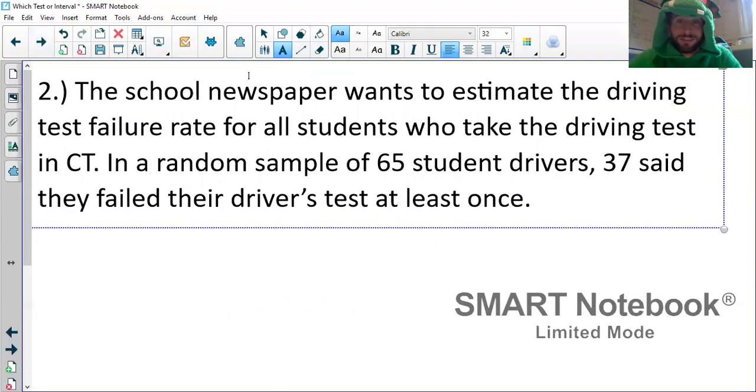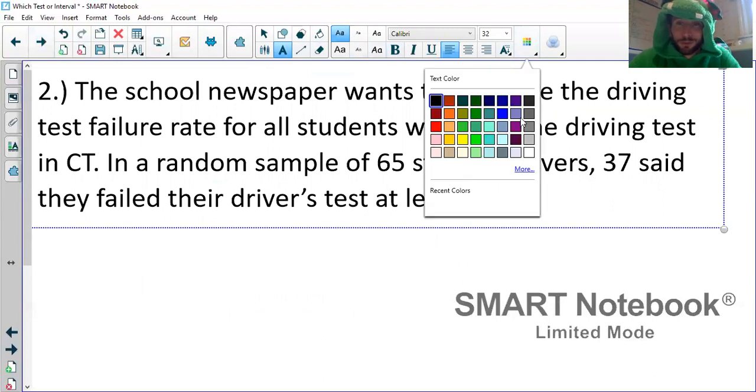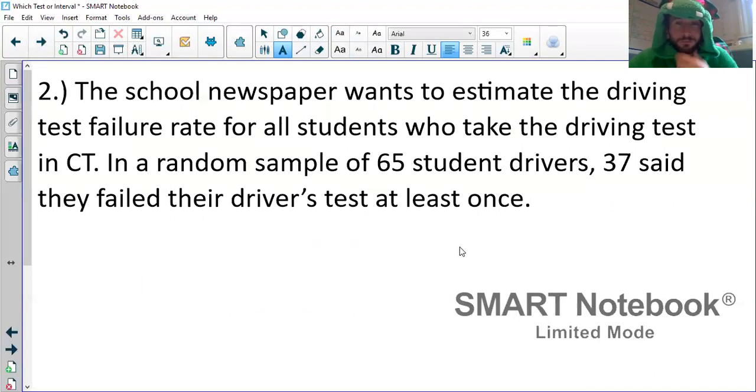Pause it, read it, think about it. Say it out loud at your computer screen so people think you're a weirdo. What kind of test or interval do we have here?